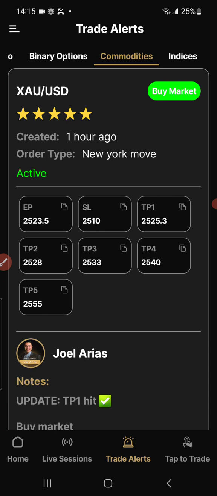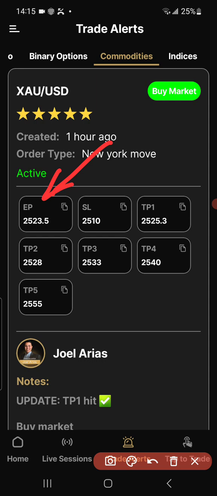Good. So things to look at. First, here you have entry price. That's the price that the person is telling you to buy. So you're buying the asset at that price. Then here you have SL.